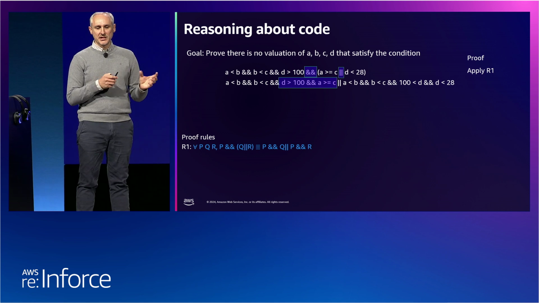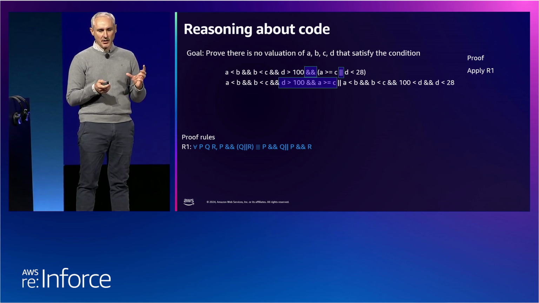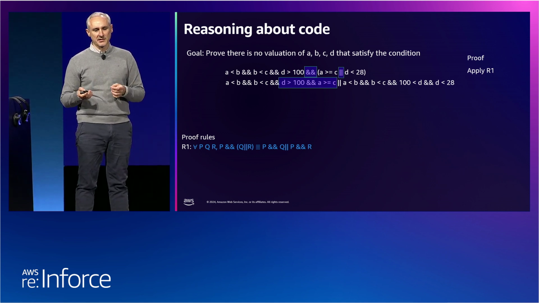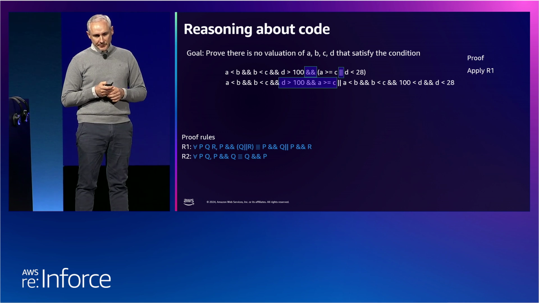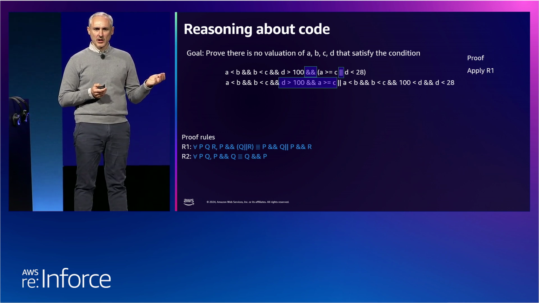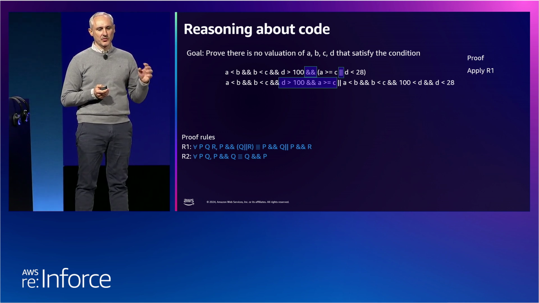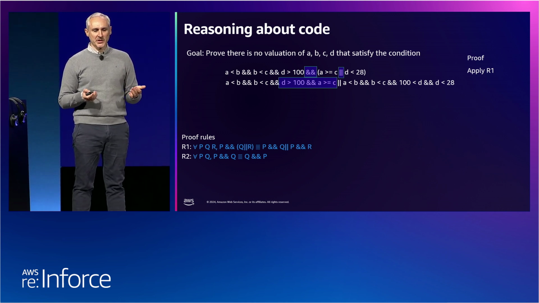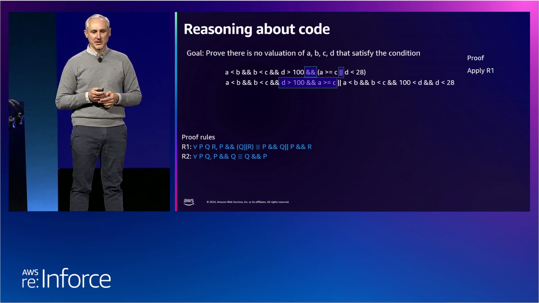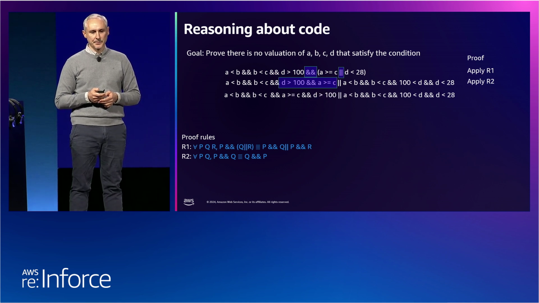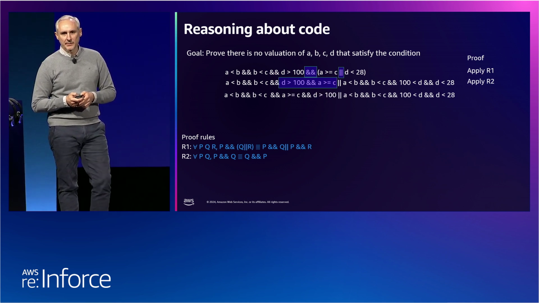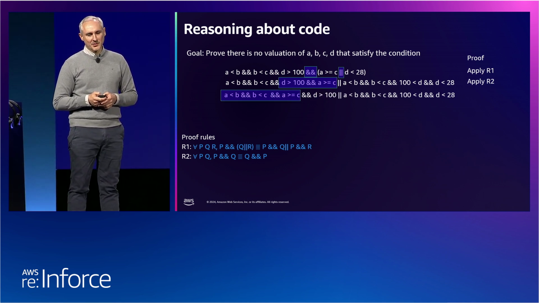Two propositions: D greater than 100, or A greater than C, or equal to C. I have another rule in formal Boolean logic that I can use here to just swap the left and the right, because I know for any propositions, P and Q is equivalent to Q and P. So let's apply R2 and do that. I get this new formula. What can I do now?